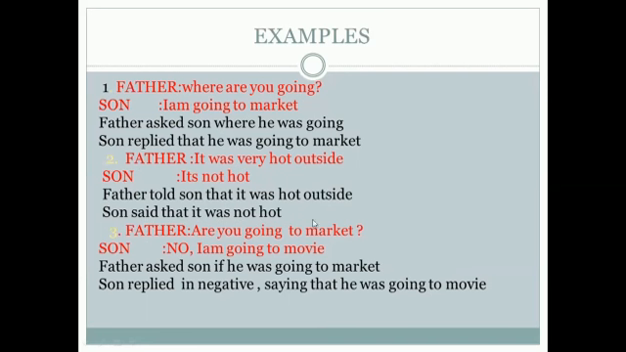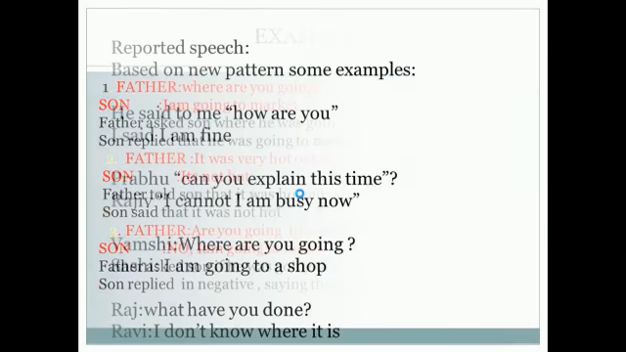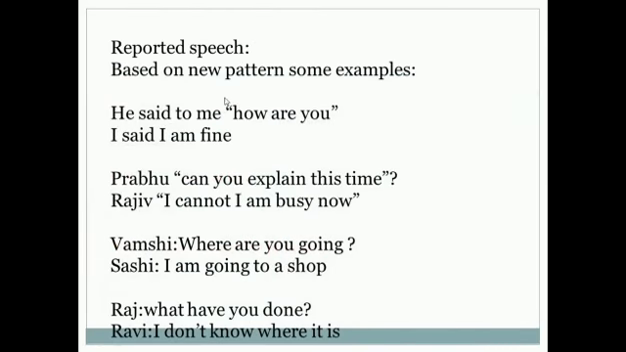And father: are you going to the market? It is a yes or no question. And son: no, I am going to the movie. So father asked son if he was going to the movie. Son replied in the negative. So no is nothing but negative. If yes was present, we have to reply in the positive manner. So son replied in the positive. In this way, the sentence will get changed. And reported speech is based on new patterns. Some examples, try to solve these sentences.